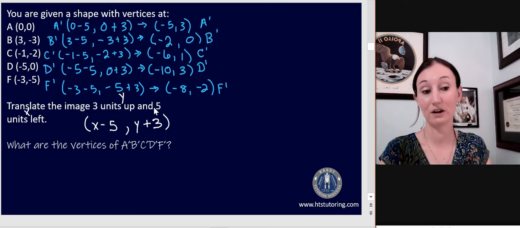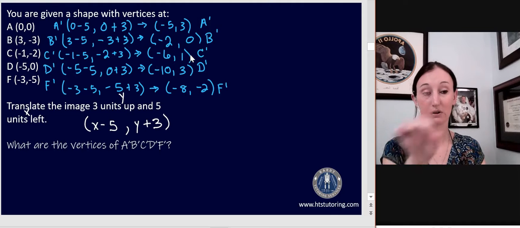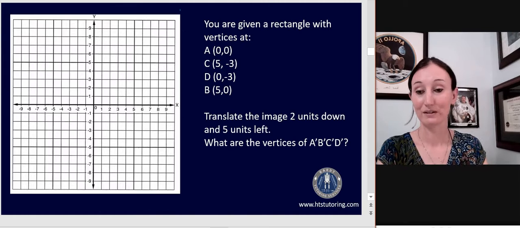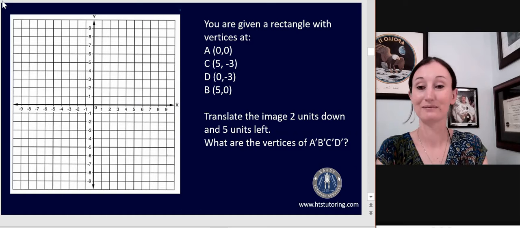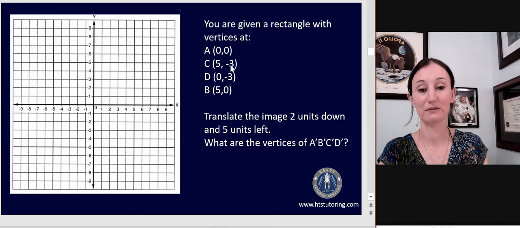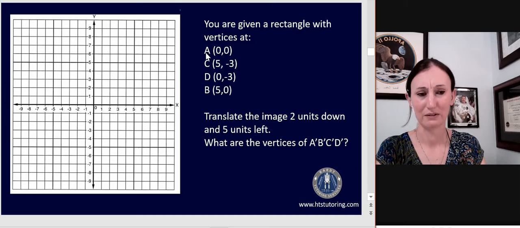Now if they asked us to graph it, we could throw some graph paper on here, graph these points, draw the lines between them, and we'd have our new image. Okay, let's try another one. This one they're going to have us graph it. It says you are given a rectangle with vertices at these points: (0, 0), (5, -3), (0, -3), and (5, 0).